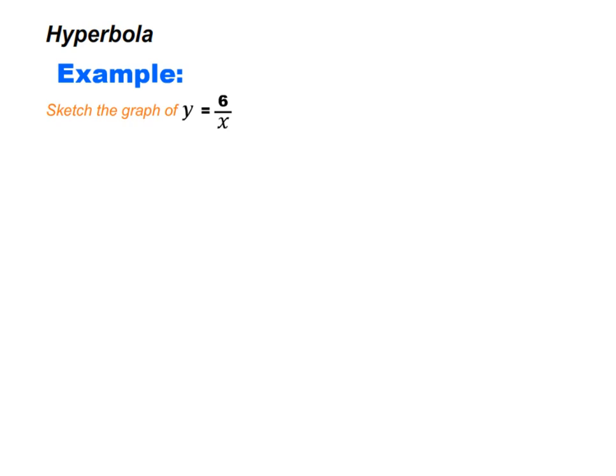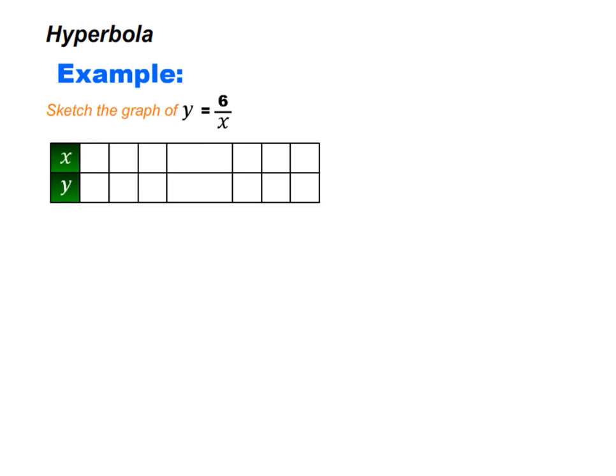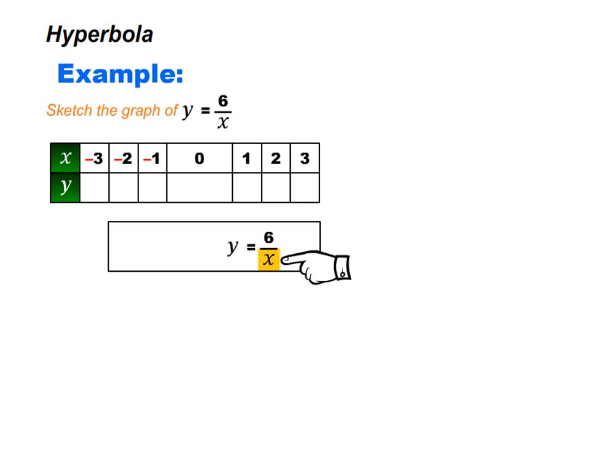Let's have a look at the following example. In this example, we want to sketch the graph of y is equal to 6 over x. Let us quickly draw up a table of values. Look at the table. Let us make a table of values starting with negative 3 and ending with positive 3. Our table should look like this. In the place of x, put negative 3 in order to find the value of y when x is equal to negative 3.